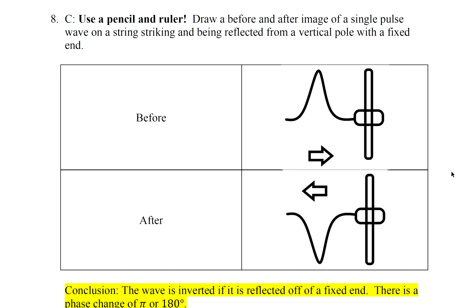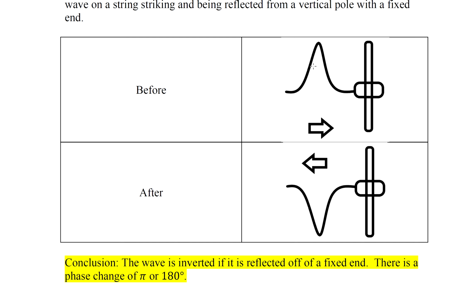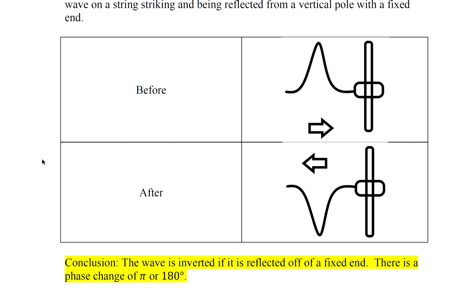Draw a before and after image of a single pulse wave on a string striking and being reflected from a vertical pole with a fixed end. So, fixed means not moving. So before, this wave travels to the right, and then after, it travels to the left. It's reflected, but it's also inverted. So the wave is inverted if it is reflected off a fixed end. There is a phase change of pi, or 180 degrees.